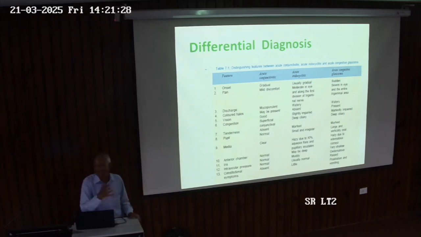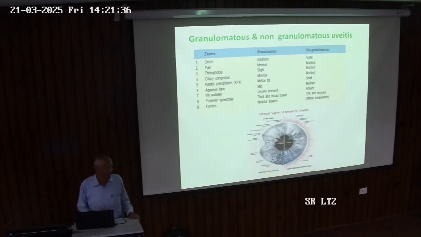I have told you the salient features. These are some diagnostic features of this. So I leave this point, now we will come to the next. I think last time I told you the pathological classification of uveitis, we have done that. Granulomatous uveitis and non-granulomatous uveitis.